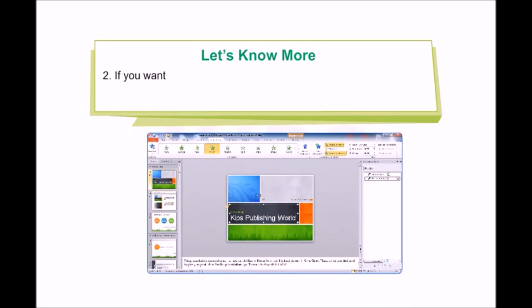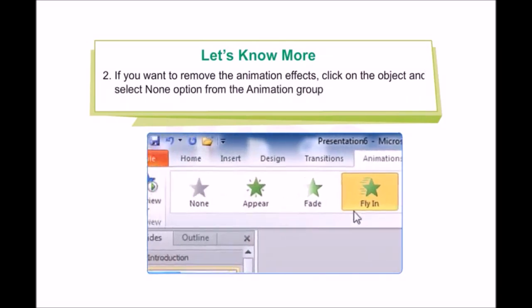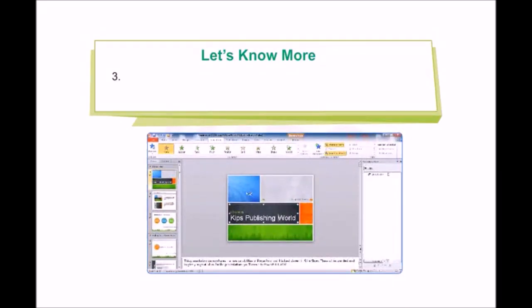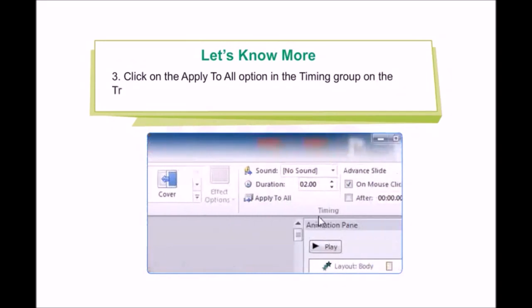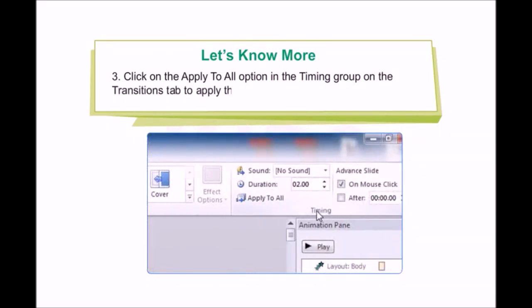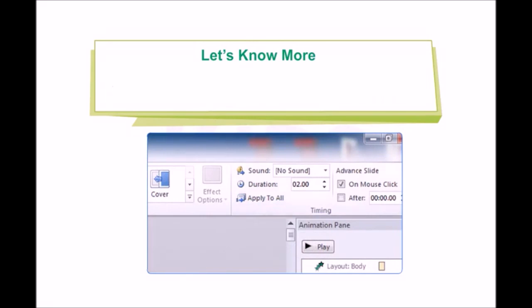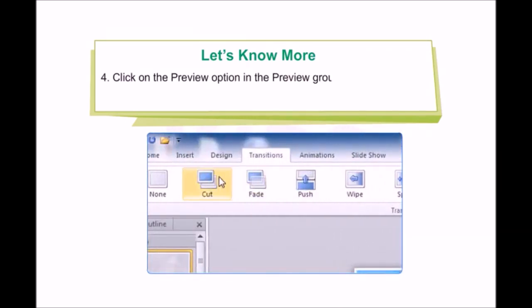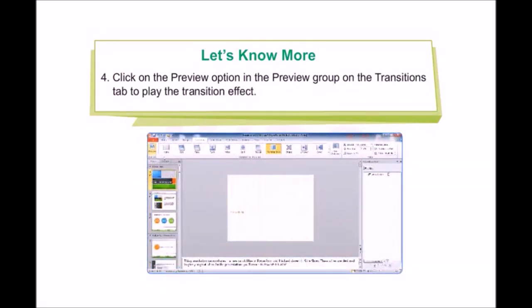Number 2. If you want to remove the animation effects, click on the object and select None option from the Animation group on the Animations tab. Number 3. Click on the Apply to All option in the Timing group on the Transitions tab to apply the same transition effects to all the slides. Number 4. Click on the Preview option in the Preview group on the Transitions tab to play the transition effect.